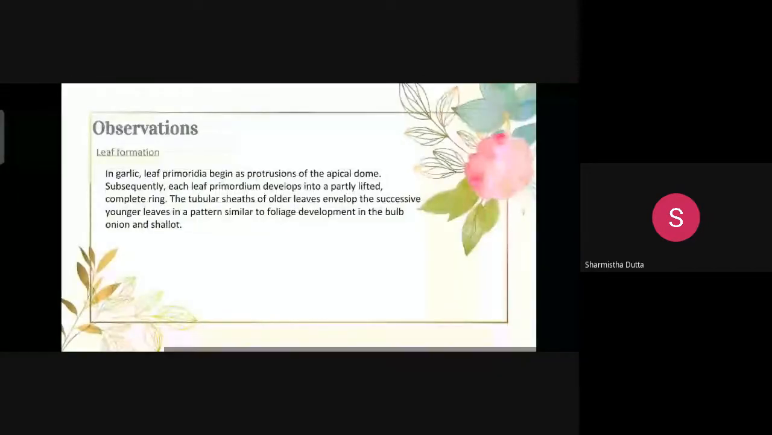The observations formed here consist of leaf formation. In garlic, leaf primordia begin as protuberances at the apical dome. Each leaf primordium develops into a partly lifted, complete ring. The tubular sheaths of older leaves envelop the successive younger leaves in a pattern similar to foliage developing in the bulb of onion and shallot.